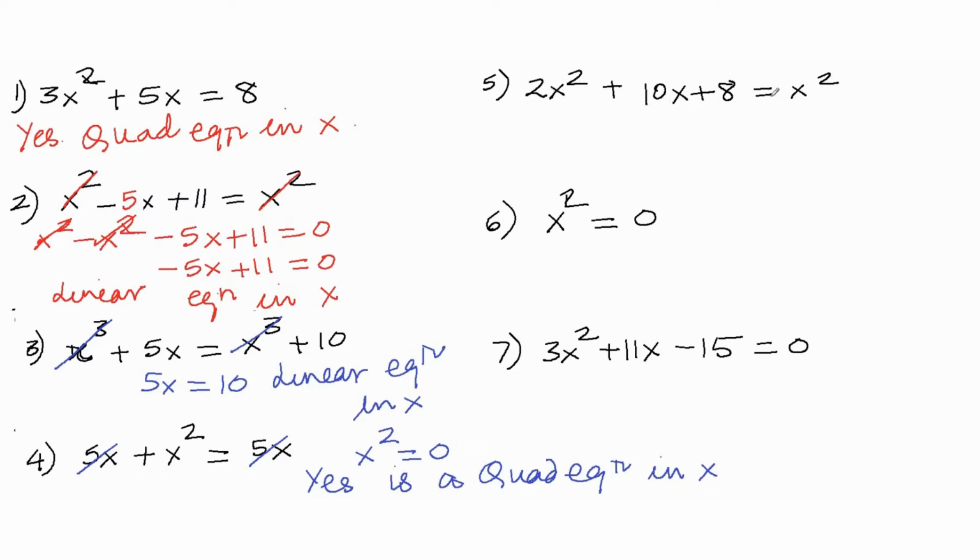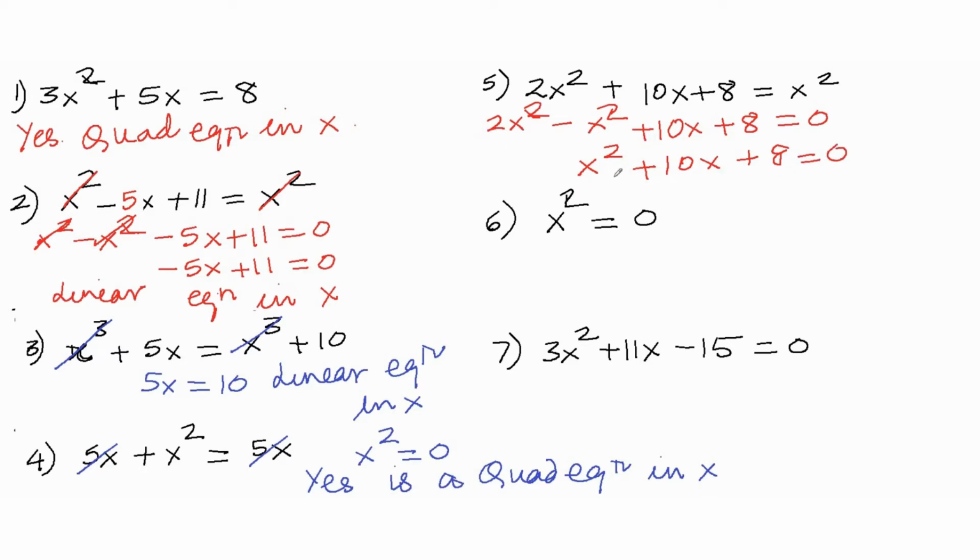Moving on to the fifth one, now here I have 2x square and I have a single x square. So what I can do is shift this x square to the left hand side for subtraction. So I get 2x square minus x square plus 10x plus 8 is equal to 0. Now 2x square minus x square is equal to x square. So x square plus 10x plus 8 equal to 0.